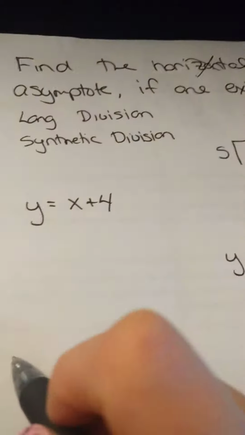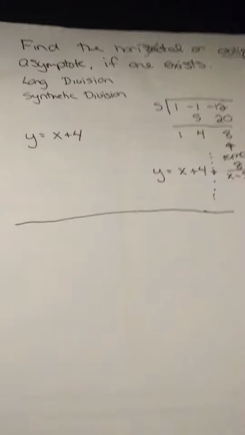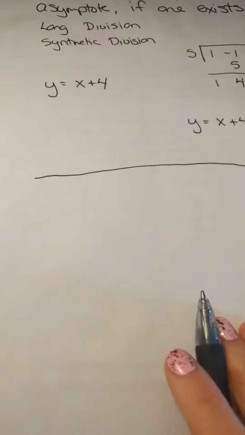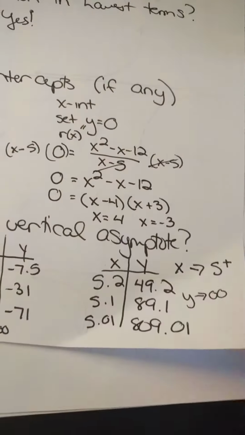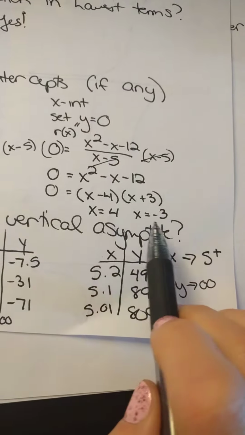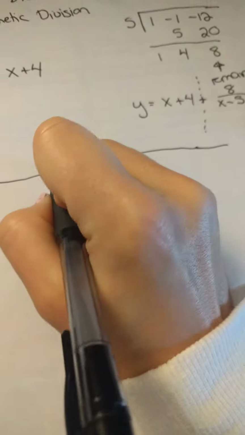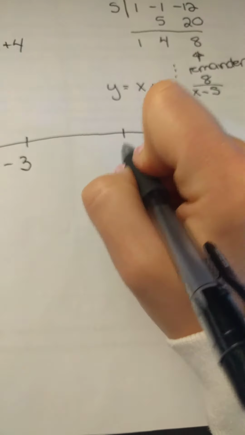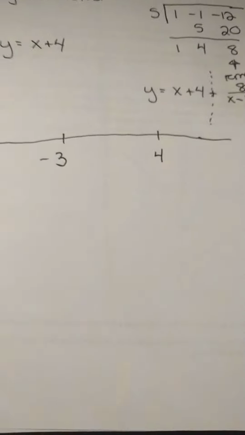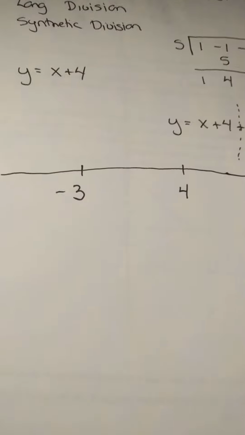Now, when we construct the number line, oh, this is going to be bad trying to draw. Oh, wow, that's terrible. Okay, anyway, here's our number line. Remember, on this number line, we put our x-intercepts. So, from part 3, we found our x-intercepts to be x is 4 and x is equal to negative 3. So here's negative 3 on the graph. Here's also 4.